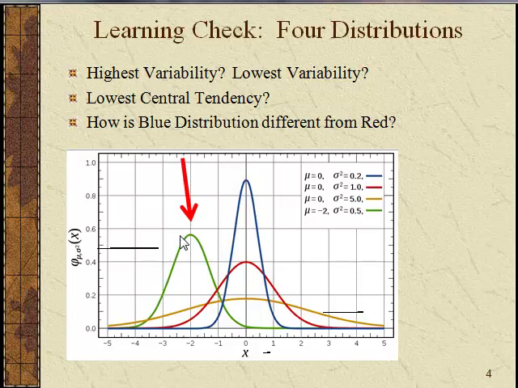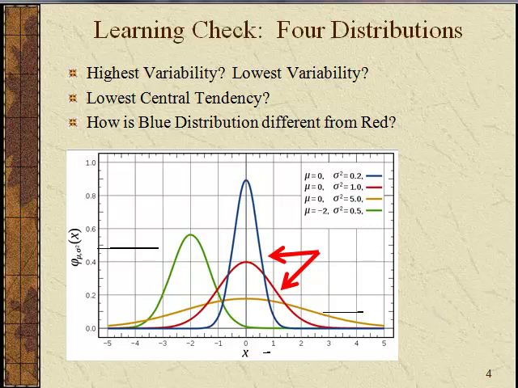Okay, then the last question is, how is the blue distribution different from the red distribution in terms of central tendency or variability? I'll let you think about that. Okay, coming back, the blue and the red differ solely in terms of their variability. They have the same mean, they're both centered on 0, but there's more variability in the red distribution than there is in the blue distribution.